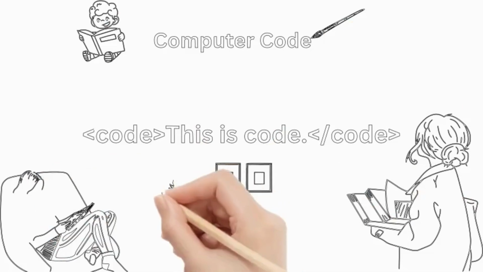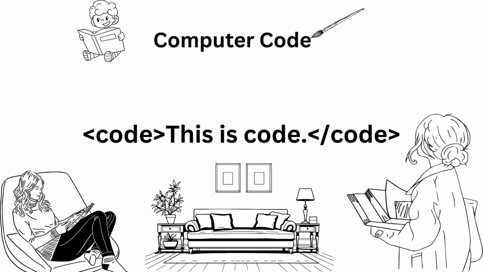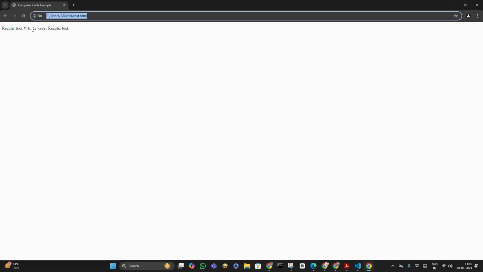For displaying programming code on a web page, use the code element. This tag usually renders the text in a monospaced font, making it stand out. Let's see an example. This will produce regular text. This is code. Regular text with the code text standing out in a monospaced font.